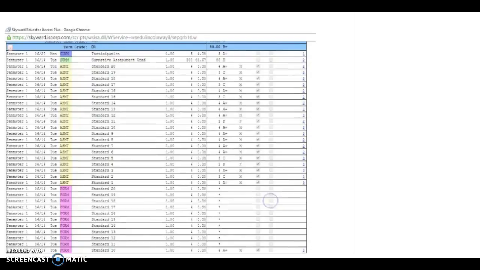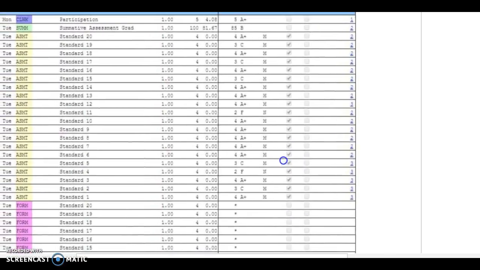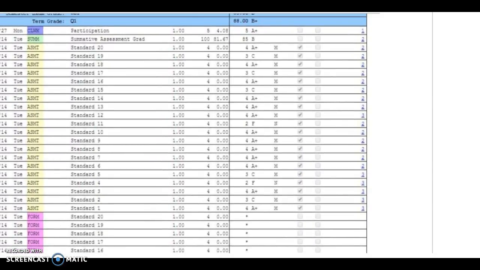The assessment category will look a little different for us because we're going to have 10 standards for quarter 1. This is an entire semester, so this is 20 standards. But you'll see the scores for every single standard. So a 4, a 3, a 4, and so on.